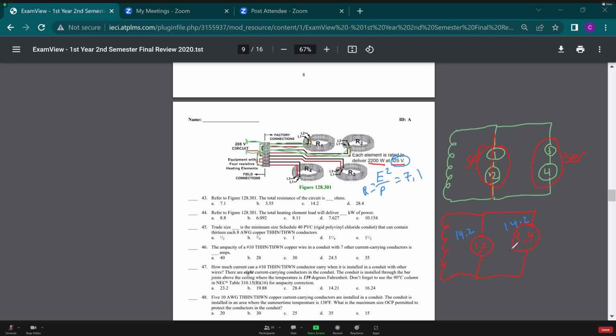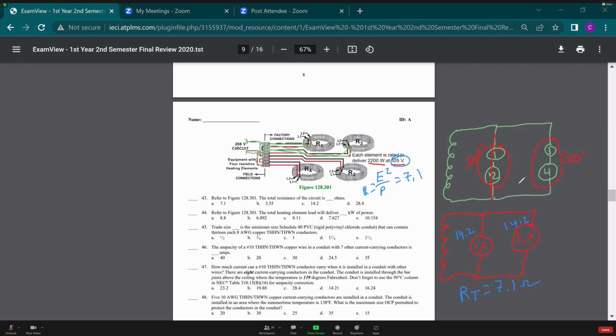Now, if we go through and find our R total for our circuit, I can take our 14.2, press 1 over x, plus 14.2, 1 over x, equals, and one last time 1 over x, I'm going to get an R total of 7.1 ohms. A lot of stuff going through just to figure out that the resistance of one is the resistance total.